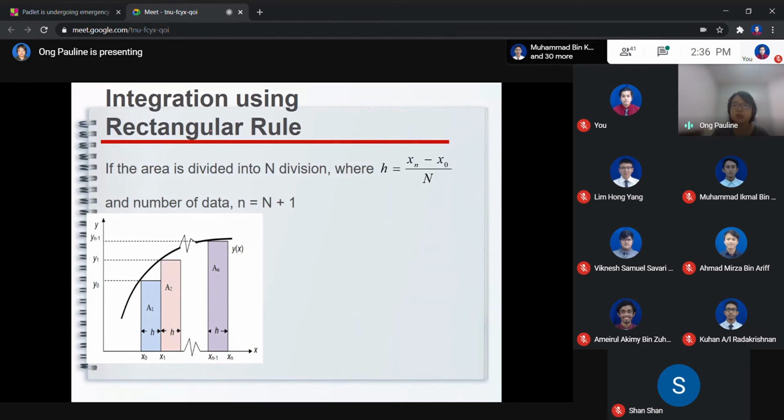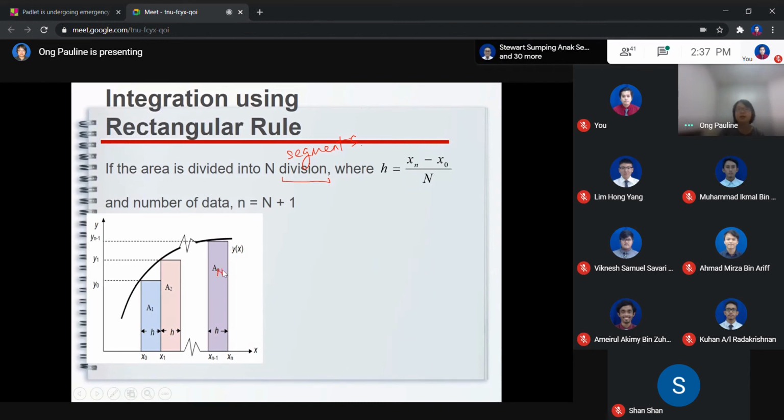So this is the rectangular rule. The divisions here mean we use n rectangles, or sometimes we have the term n segments. Divisions or segments are the same. So we divide it into n divisions or n segments, meaning that you will have n rectangles here: A1, A2, until AN.